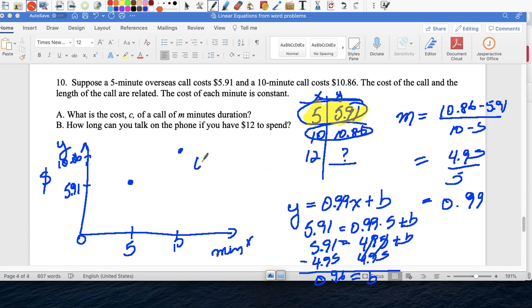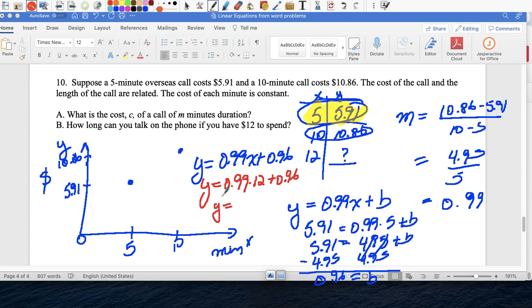So my equation is y equals 99 cents per minute plus a 96-cent charge. You probably make more money on that charge than anything. So what if you make a 12-minute call? Well, that would be 99 cents times the 12 minutes, because that's how much you pay per minute, and then plus your charge. So y equals 0.99 times 12 plus 0.96, $12.84.